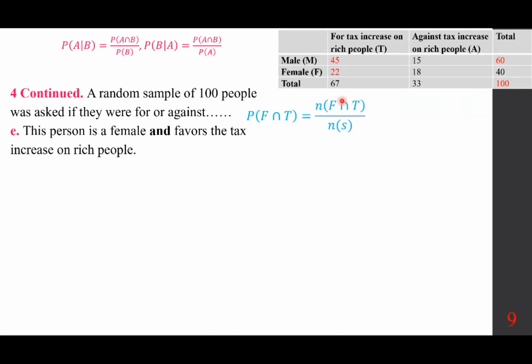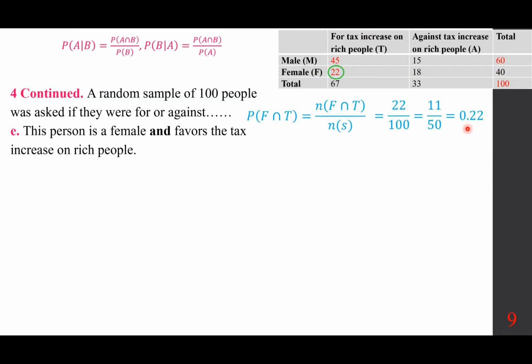Now we're going to look for these two groups and find what's in common. F stands for the females. So we are in this category, if you will. And T is here. So this and this, number 22, belongs to both groups, females and those who are for the tax increase. So 22 over 100. It simplifies to 11 over 50 or 0.22.